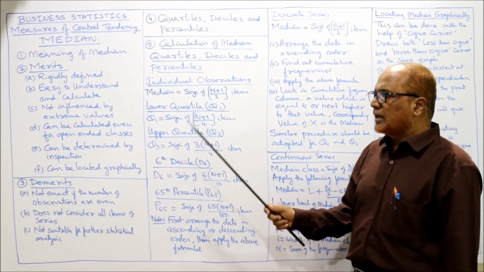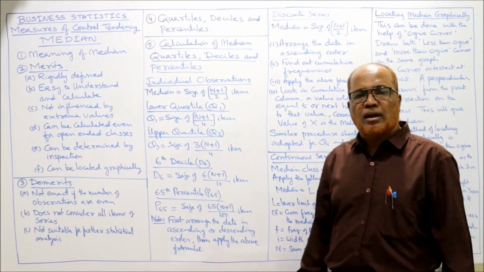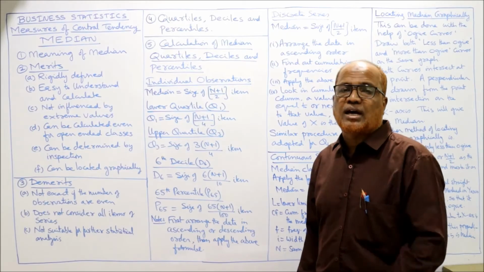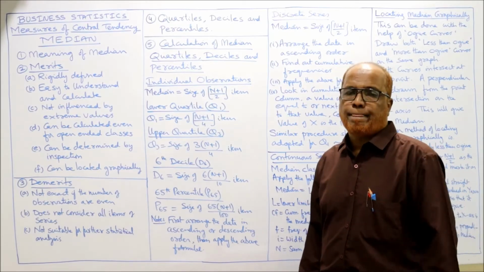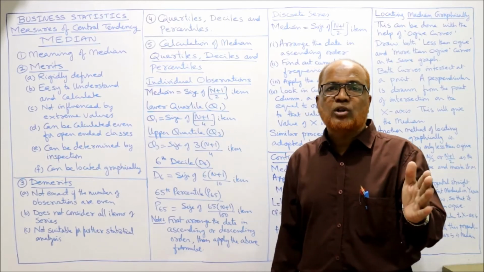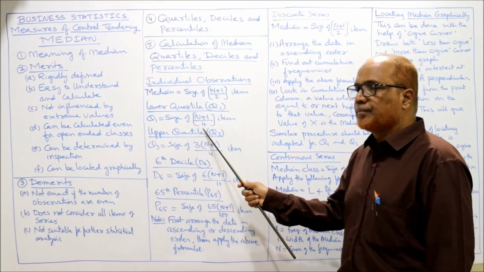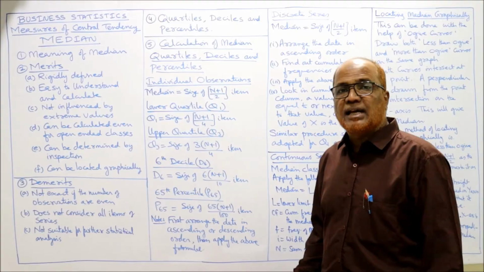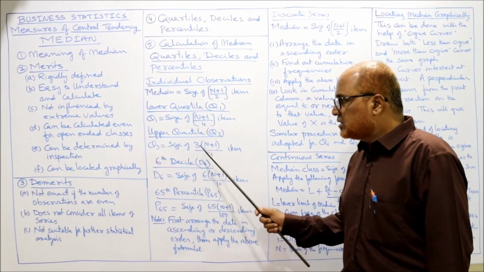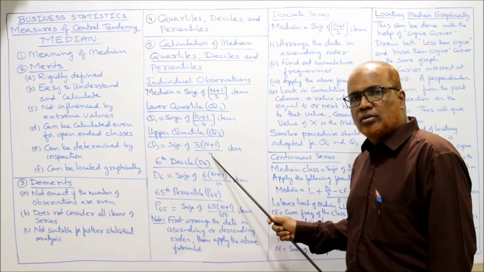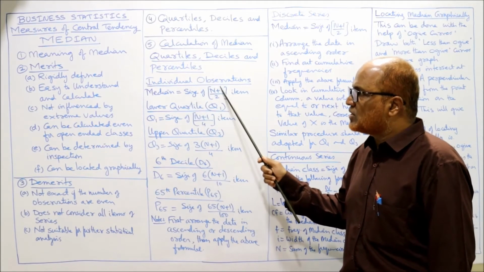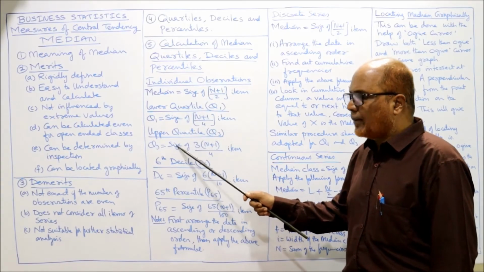Similarly, the upper quartile: if you want to find Q3, the third quartile, the third quartile will take 3/4 of the items, the 3/4 part. The first quartile takes the 1/4 part, that's why 1/4, whereas the third quartile will take the 3/4 part. That's why we have to take 3/4: 3 into (n+1)/4. So this is Q3. So these are the formulas in individual observation: median, lower quartile, upper quartile.